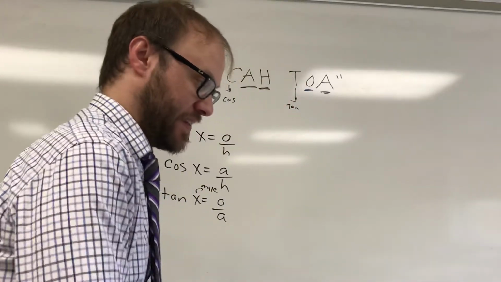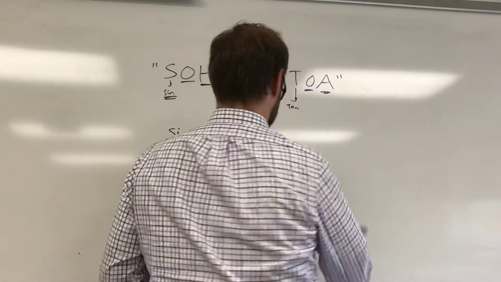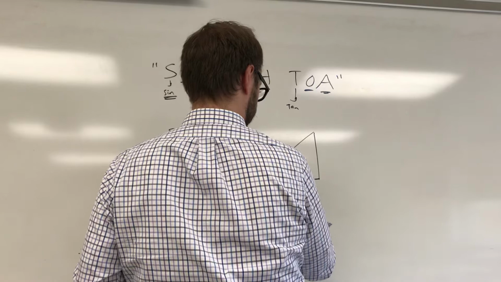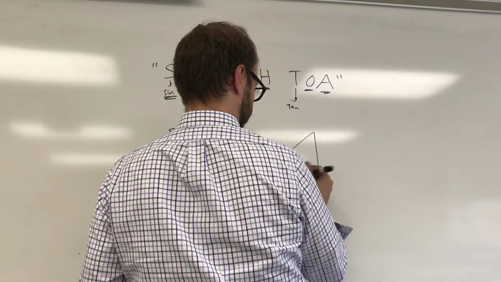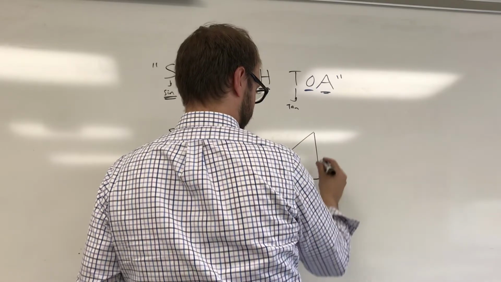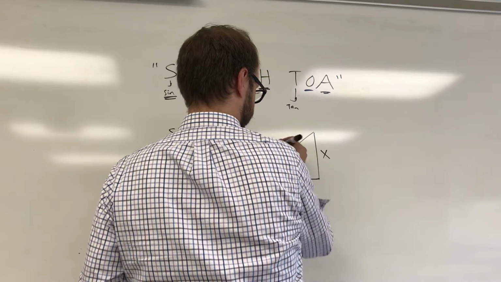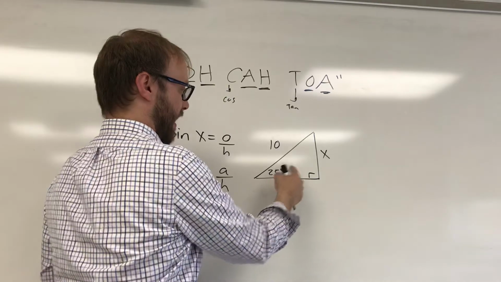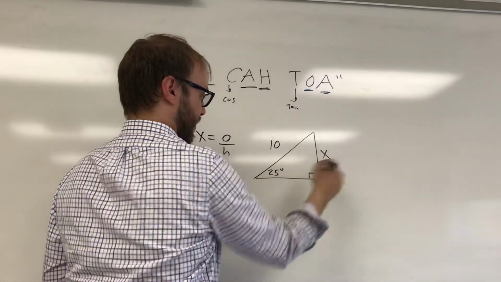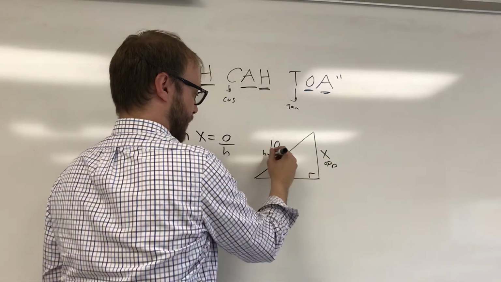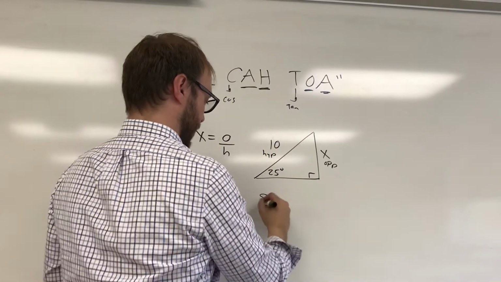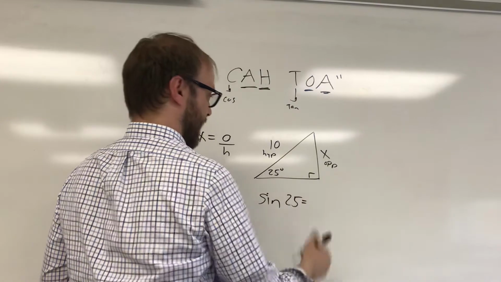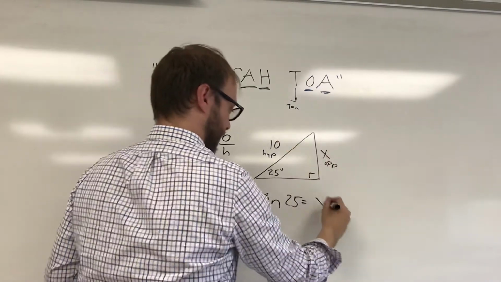Okay, let's do maybe one more example here. All right, let's see here. So let's say I have a 25-degree angle, and let's say that I have an x here, and let's say this is 10. Okay, same kind of thing. I've got to figure out the rule. So I've got an opposite side based on my 25-degree angle, and I have a hypotenuse. Okay, so it's going to be a sine relationship. Sine of the angle is equal to the opposite side over the hypotenuse.